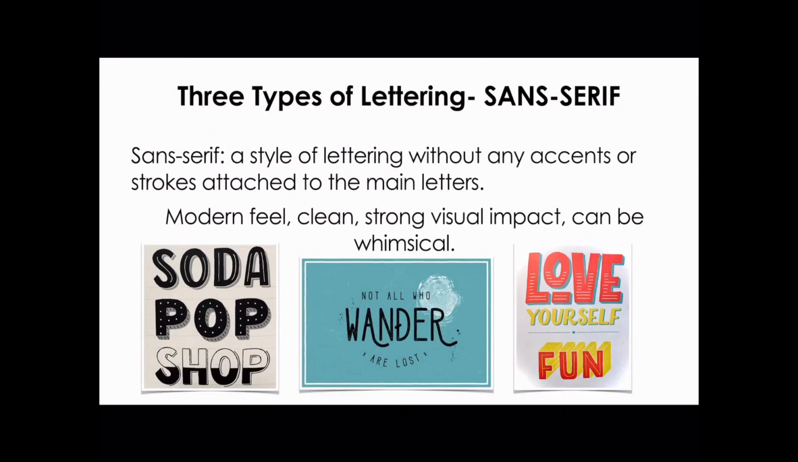The second type of lettering is sans serif. Sans serif is a style of lettering without any accents or strokes attached to the main letters. The word sans is actually a French word that means without. Sans serif script first appeared in the 5th century BC, but disappeared during the classical revival and the Renaissance. Then it reappeared in the 20th century with a more streamlined modern look. Because they are easier to read, sans serif fonts are often used for children's books.